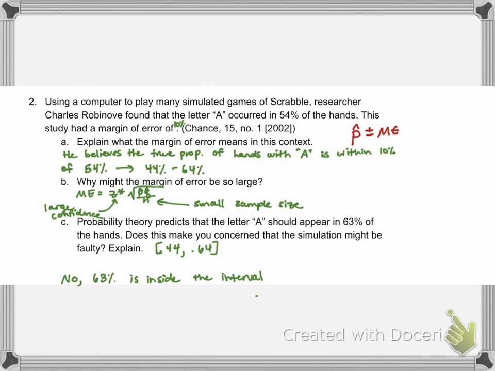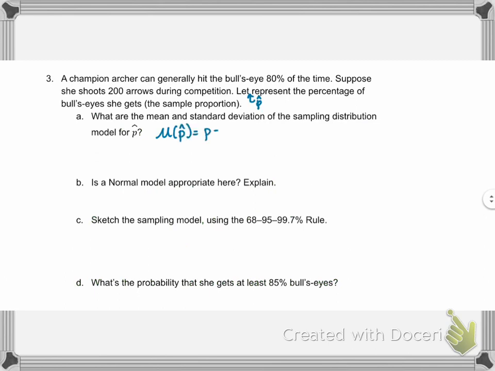And here we are moving on again. Okay. Question 3 says, a champion archer can generally hit the bullseye 80% of the time. Suppose that she shoots 200 arrows during competition. Let P hat represent the percentage of bullseye she gets. And so it says, what are the mean and standard deviation of the sampling distribution model for P hat?